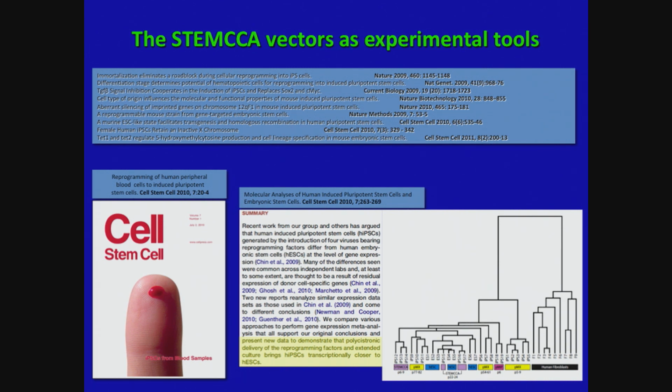So the conclusion basically says that the polycistronic delivery and extended culture brings human iPS cells transcriptionally closer to human ES cells. So it not only makes it easier, faster, but also makes cells that are better in terms of their transcription identity. Now, in those days, it was very important to convince everyone that when we say that iPS cells are similar to ES cells, they're really similar.